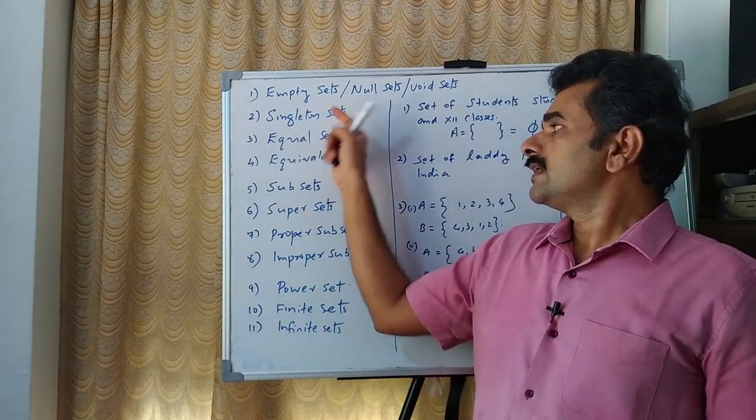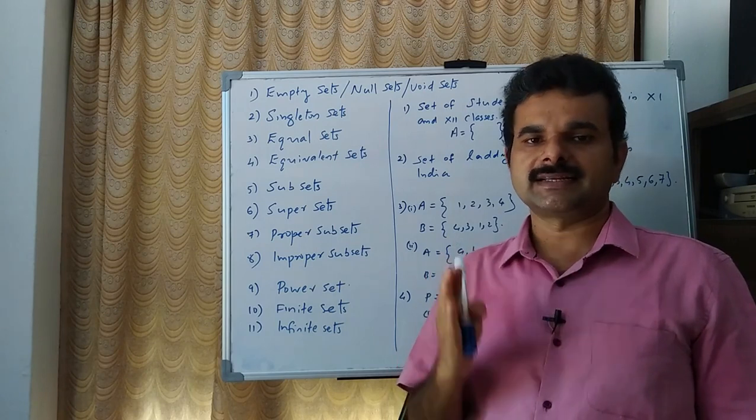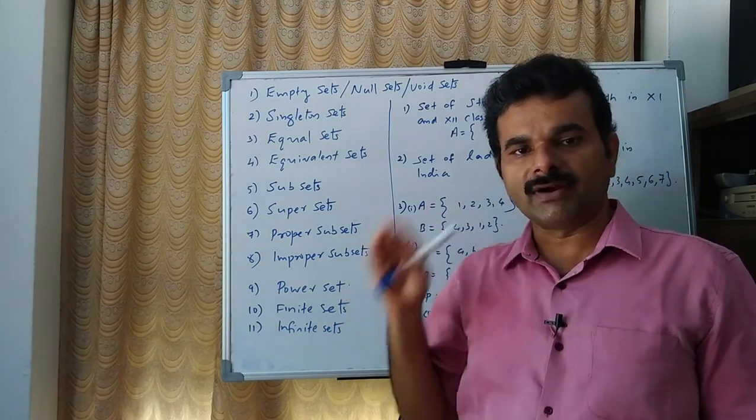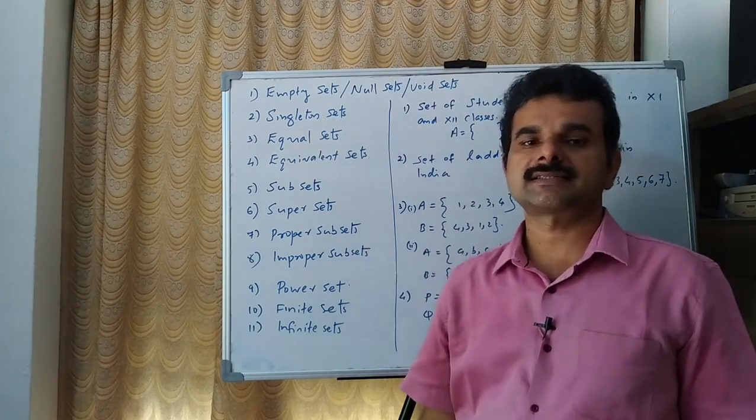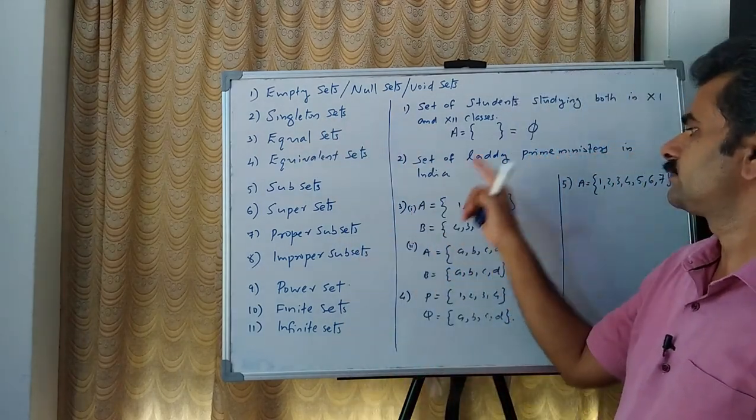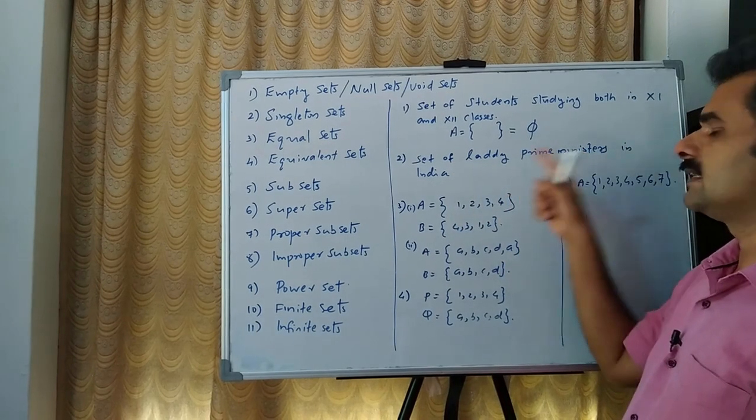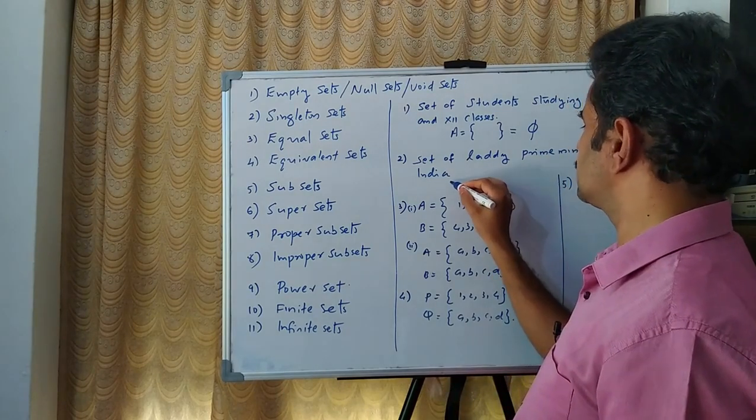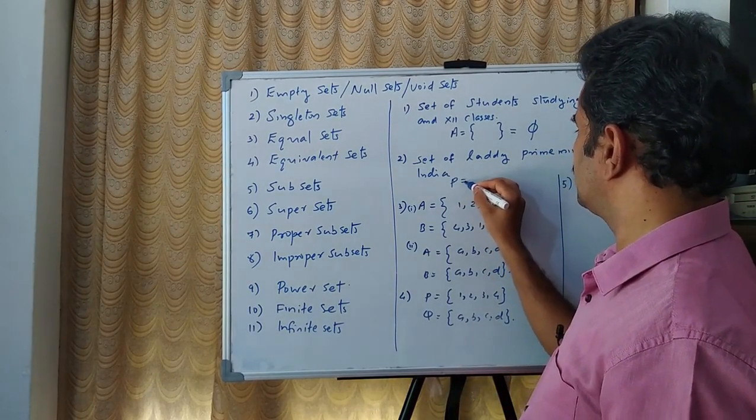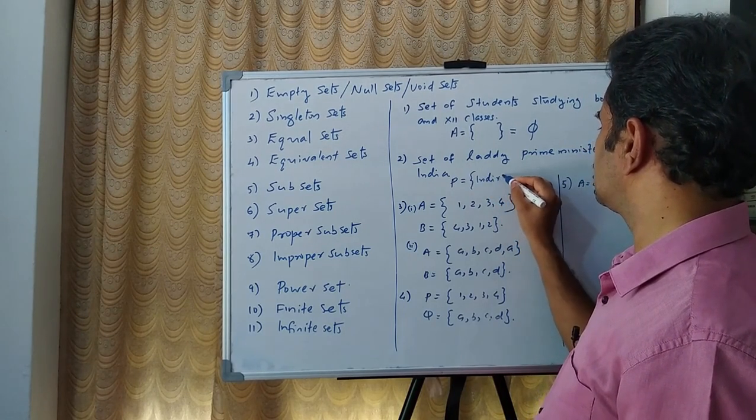Then singleton set. Single means what? One. A set consisting of only one element is called what? Singleton set. See example. Set of lady prime ministers in India. I know one lady prime minister. So it is named as P. P is equal to set. I know Indira Gandhi.